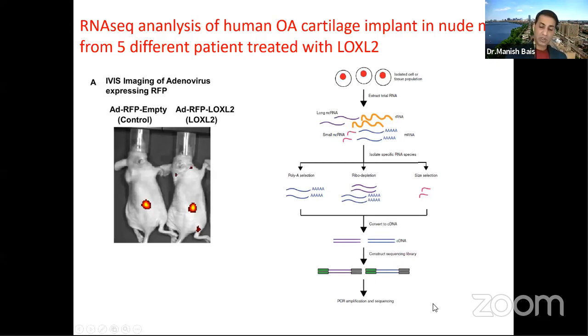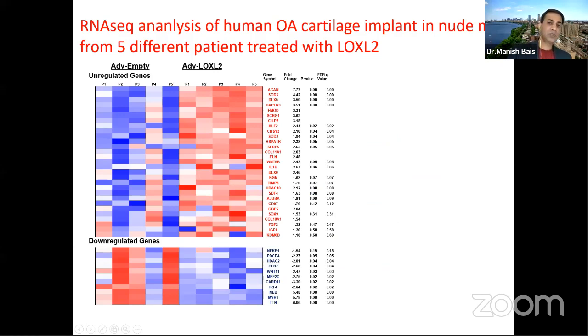did sequencing. And in the sequencing, we found that certain genes, such as aggrecan, SOX9, and collagen type 2, all these good factors on the right-hand side of the heat map, are upregulated. And at the bottom, in blue, they are downregulated. So all the good factors related to cartilage regeneration are upregulated, whereas the bad factors are downregulated.